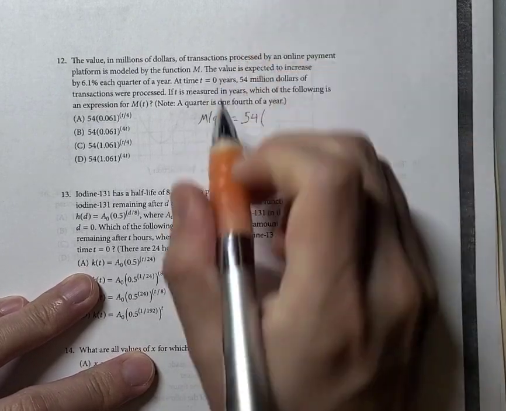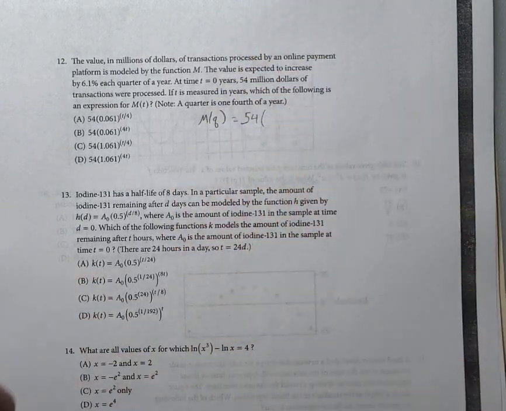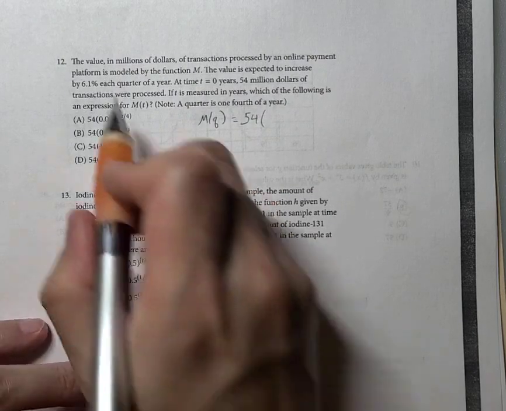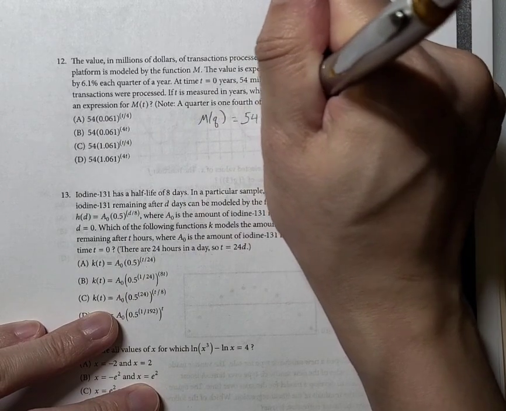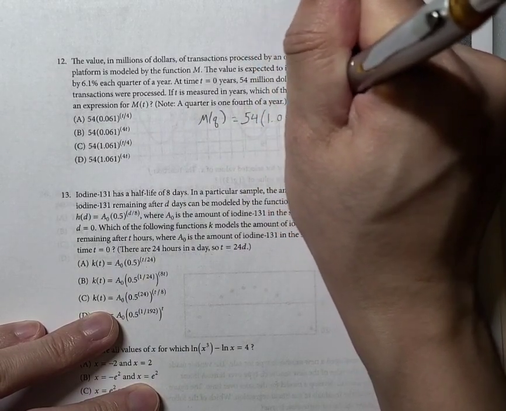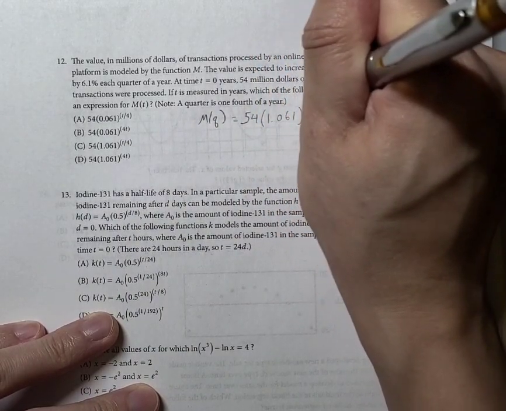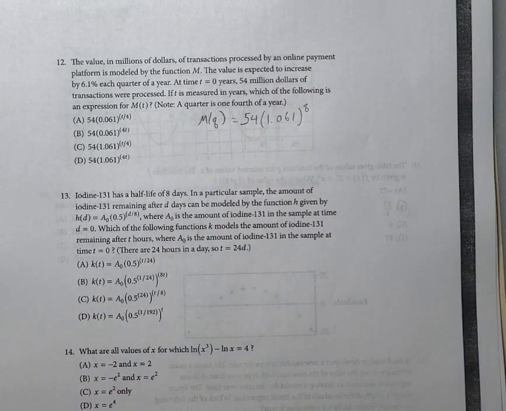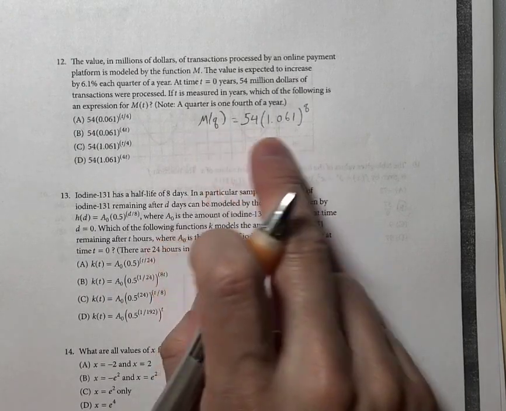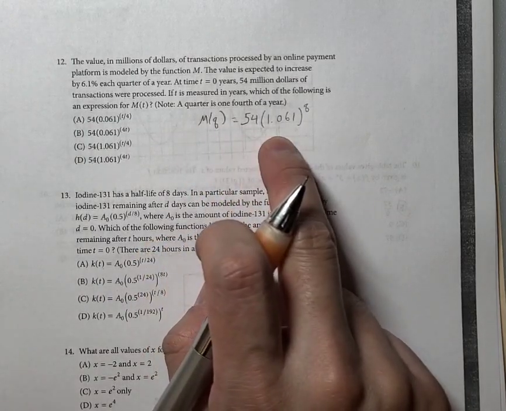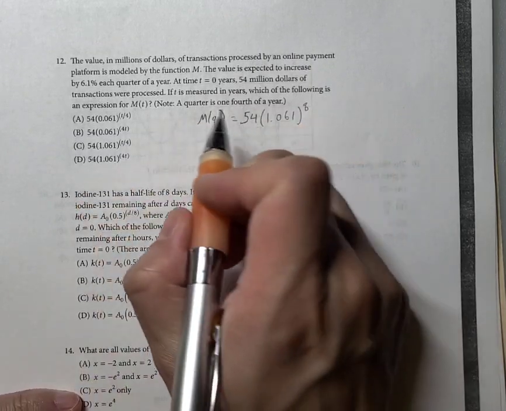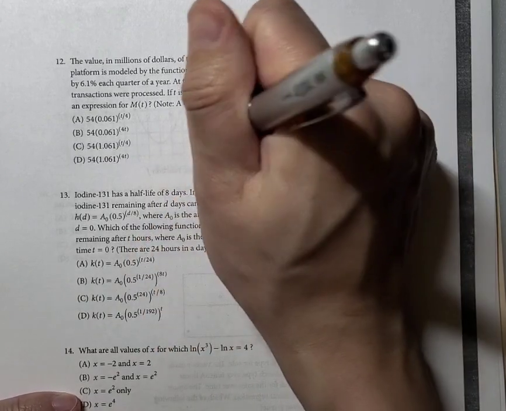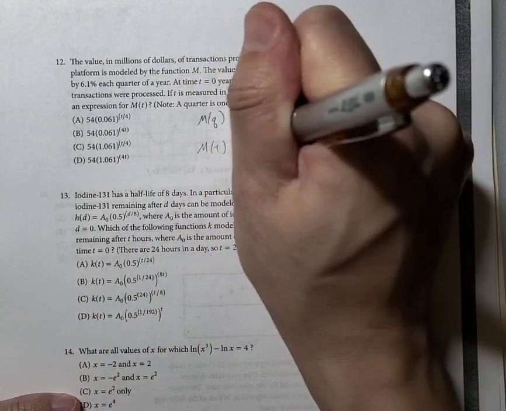Okay. And then what would the rate be? It's increasing by 6.1% each quarter. So it'll be 1.061 to the Q. Okay, so this is the model for quarters of years, okay? But we are interested in years. So we want M of T, okay?